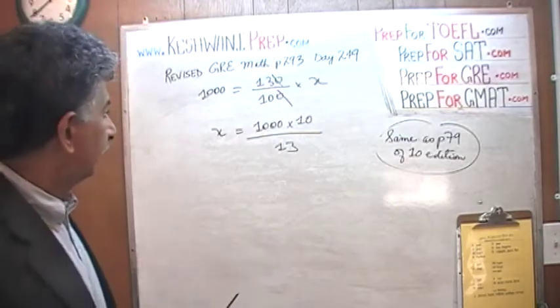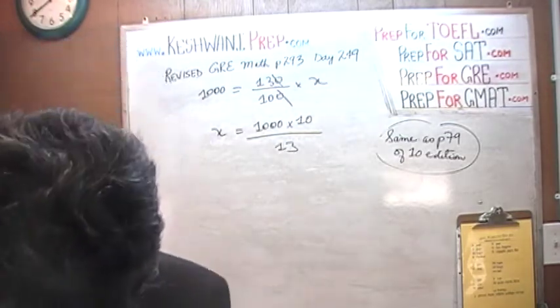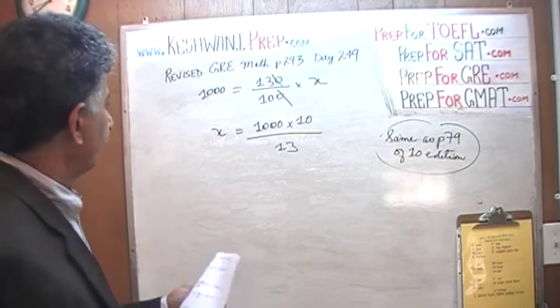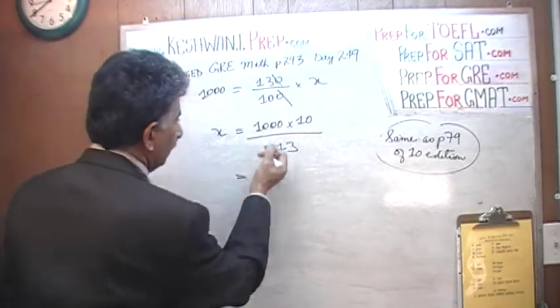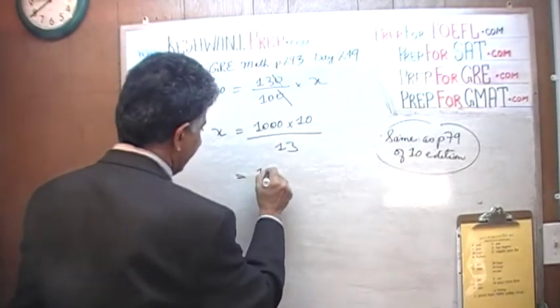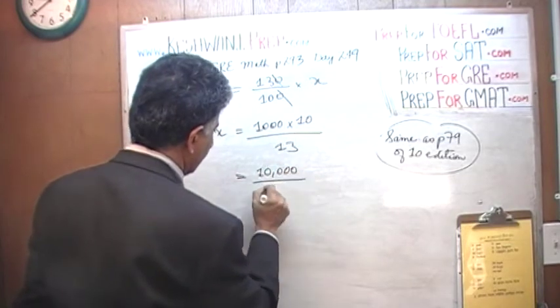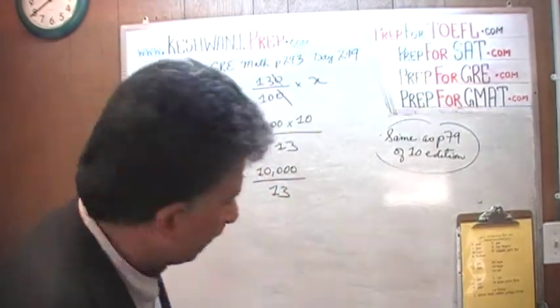How can we take care of it? Let's find out, shall we? 1,000 times 10, of course, is 10,000. So it's 10,000 over 13 is what we're trying to figure out. Let's do it here.